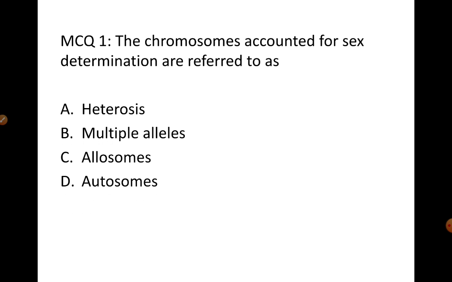So in the introduction to this session, we discussed what are autosomes and allosomes, right? So here, what is the answer? The chromosomes accounted for sex determination. The chromosomes that are responsible for deciding the sex of an individual are referred to as, the answer is option C, the allosomes.